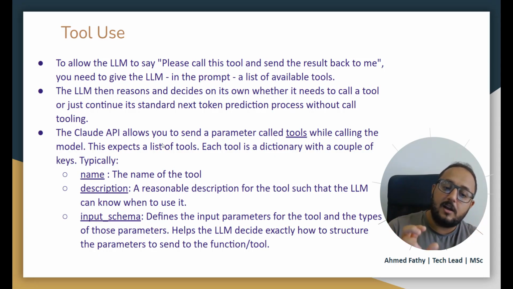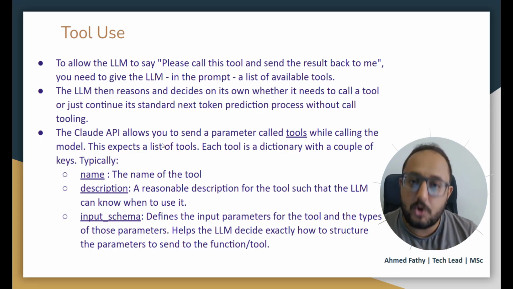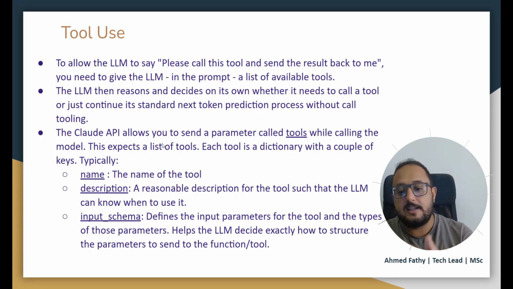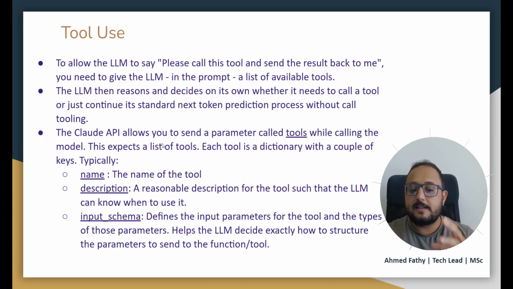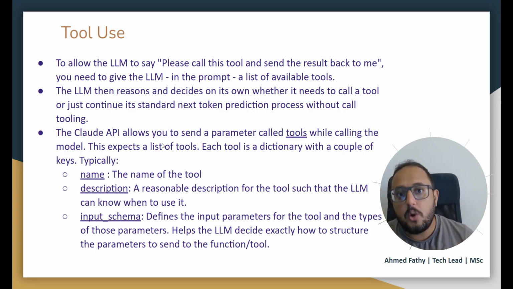Now the Claude API allows you to send a parameter called tools while calling the model. You know, the Claude Messages API, and we will see an example for this. This one expects a list of tools, and each tool is a dictionary with a couple of keys. Typically, you have a name for the tool, and a description for the tool, which is a reasonable description such that the LLM can know when to use it. And then you also have an input schema for the tool, so you are practically telling the LLM, if you call this tool, it is a function that expects those parameters, so please give me the parameters to call the tool with.